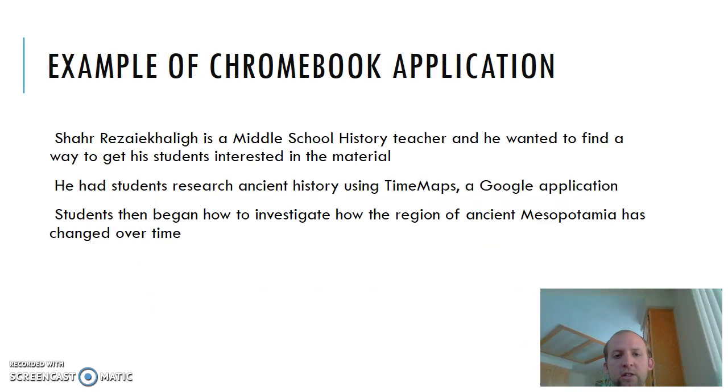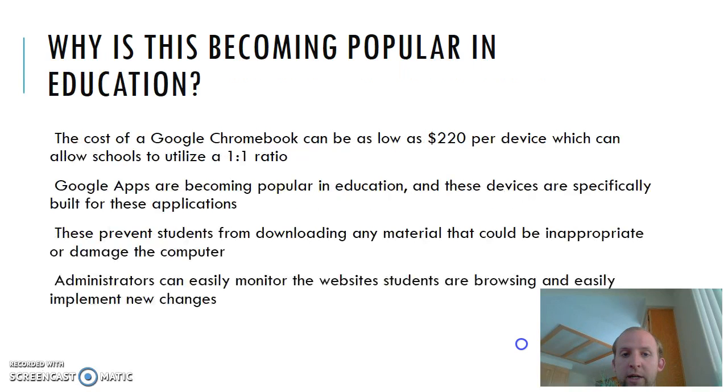So here's an example of a Chromebook application. Shahar Razagali was a middle school teacher in Ohio, and he wanted to find a way to get his students interested in the material. His students were not very interested in ancient Mesopotamian history. So he had them research TimeMaps, which is a Google application, and students began to investigate how ancient Mesopotamia has changed over time, and eventually they became more interested in the subject matter. That's just one example of a personal Chromebook application.